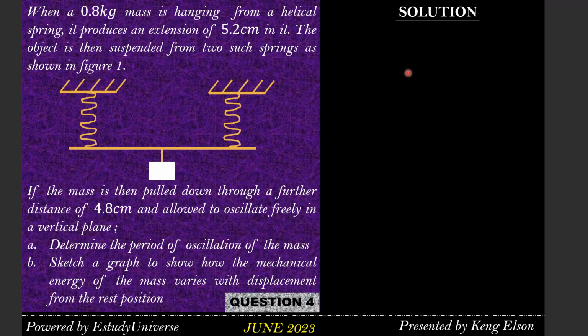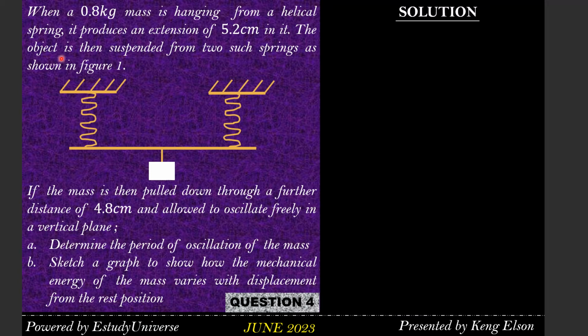Okay, so question number 4, it is a question which was a little bit technical, though not so technical, but it was unusual, because most of the times you usually just see a spring and a mass, just one spring and a mass, but here you have two springs. A 0.8 kilogram mass is hanging from a helical spring. It produces an extension of 5.2 centimeters in it.